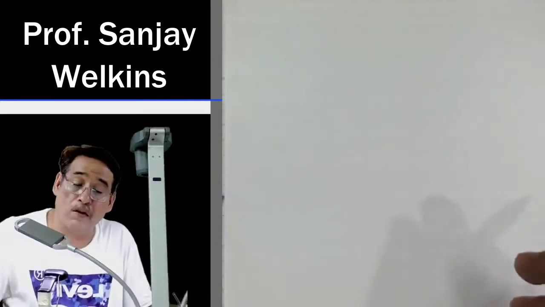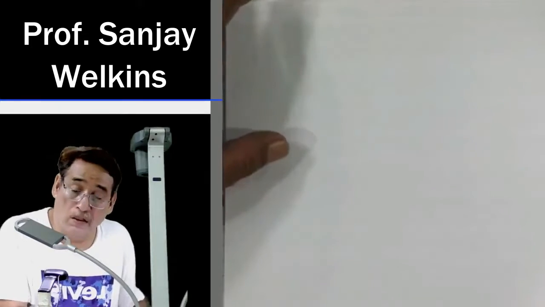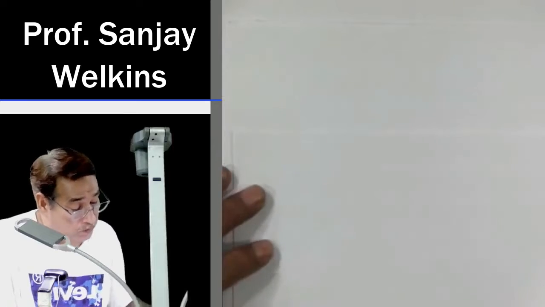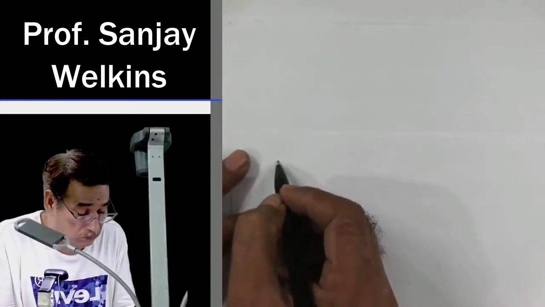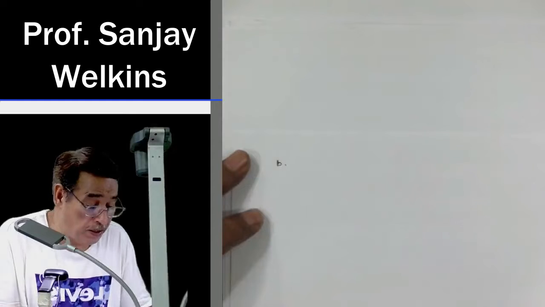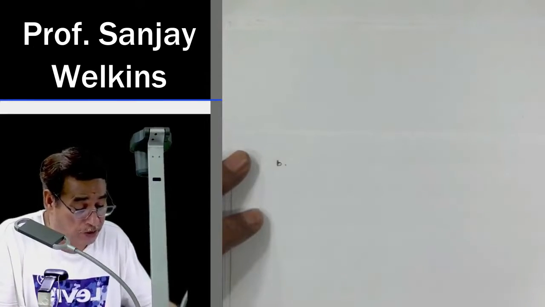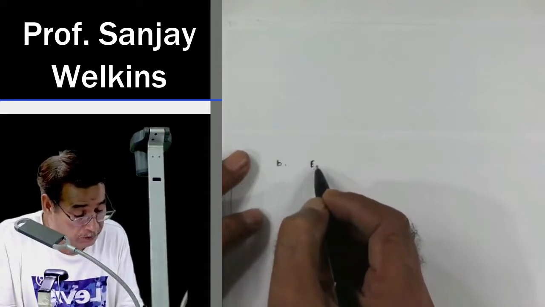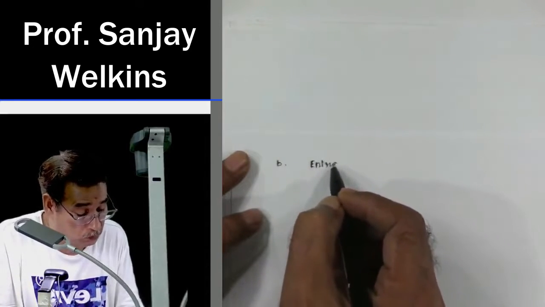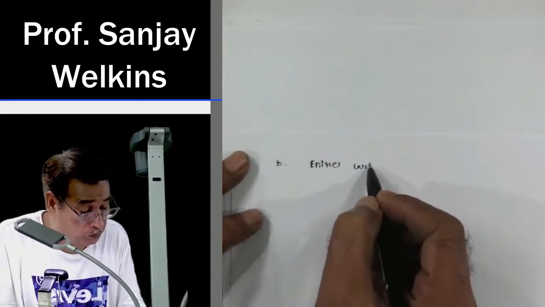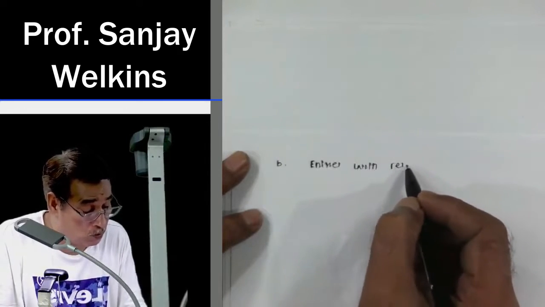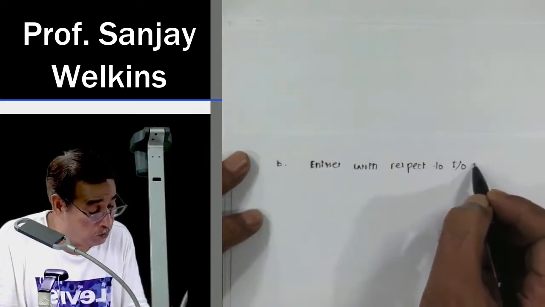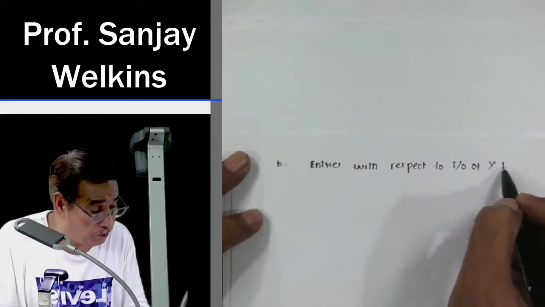So, in the books of acquirer, this was step A. Now step B. Now you will have to pass entries with respect to taking over of Y Limited.